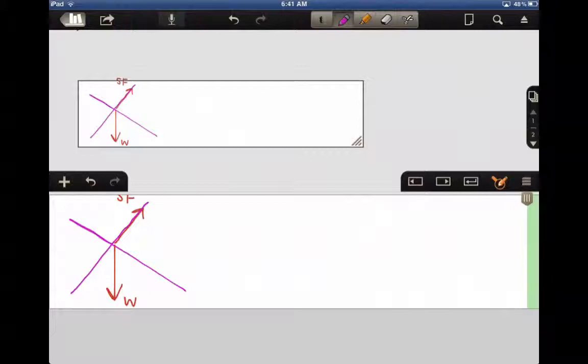Now, actually my force diagram at this point, you could leave it like that. It's done. I've drawn all the forces. We don't have friction. There's no push or pull. Just support force and weight. So that's really our answer to A.